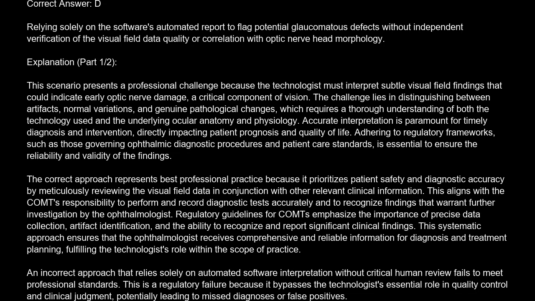The correct answer is D. Relying solely on the software's automated report to flag potential glaucomatous defects without independent verification of the visual field data quality or correlation with optic nerve head morphology.